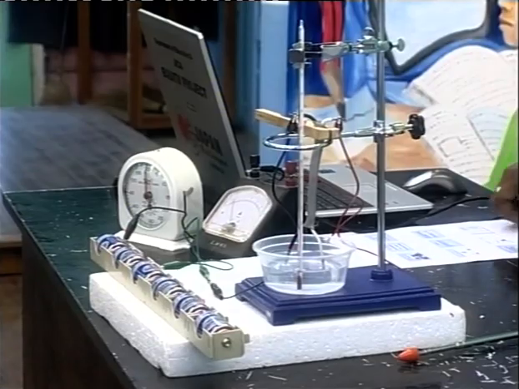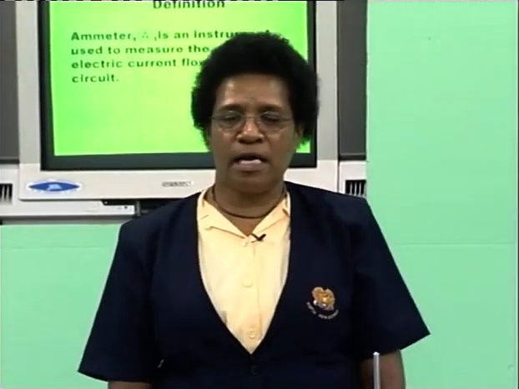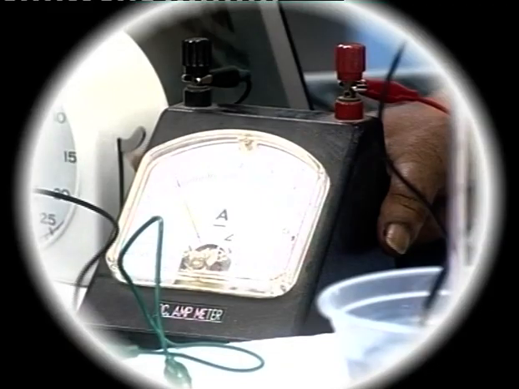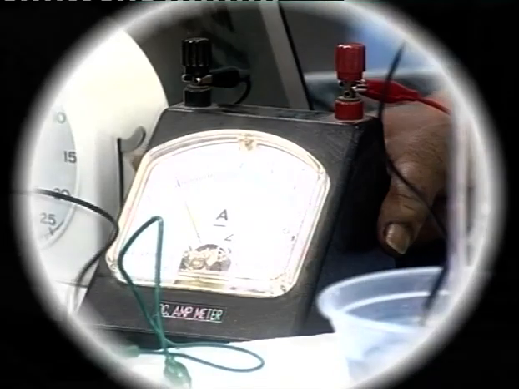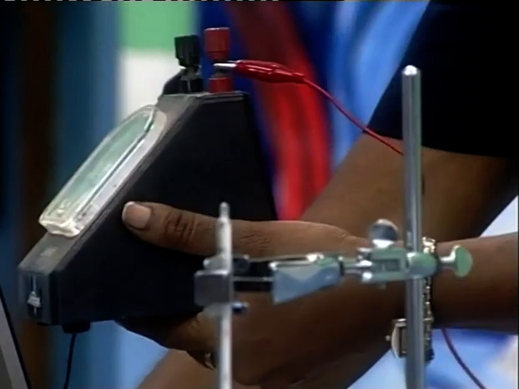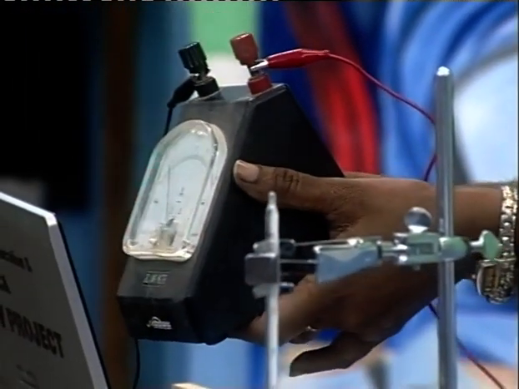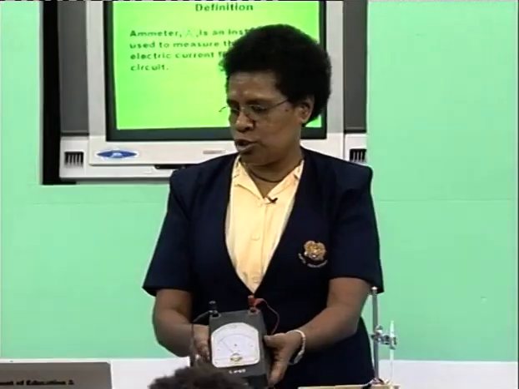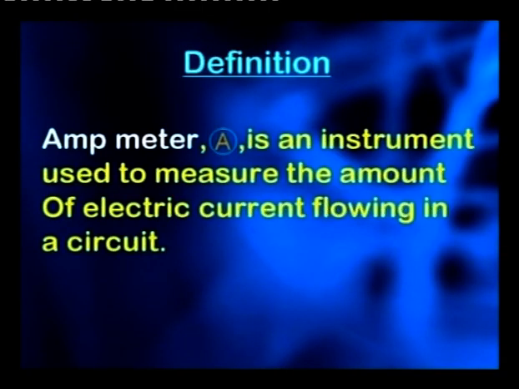Now, firstly, we have the ammeter. This is our ammeter. This ammeter is an instrument used to measure the amount of electric current that flows through a circuit.